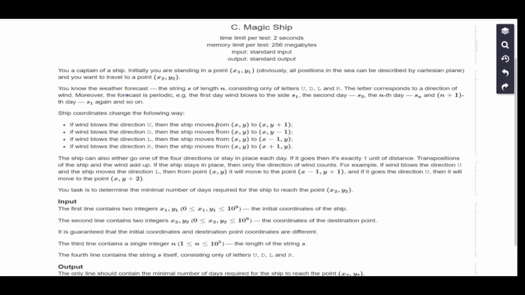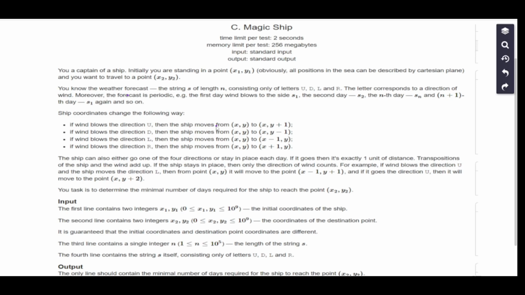So today in this video lecture we'll be solving this problem, Magic Ship, and this is one of the interesting problems in binary search. Let's read the problem statement. You are the captain of a ship. Initially you are standing at a point x1 y1, so it's the initial point on which you're standing.